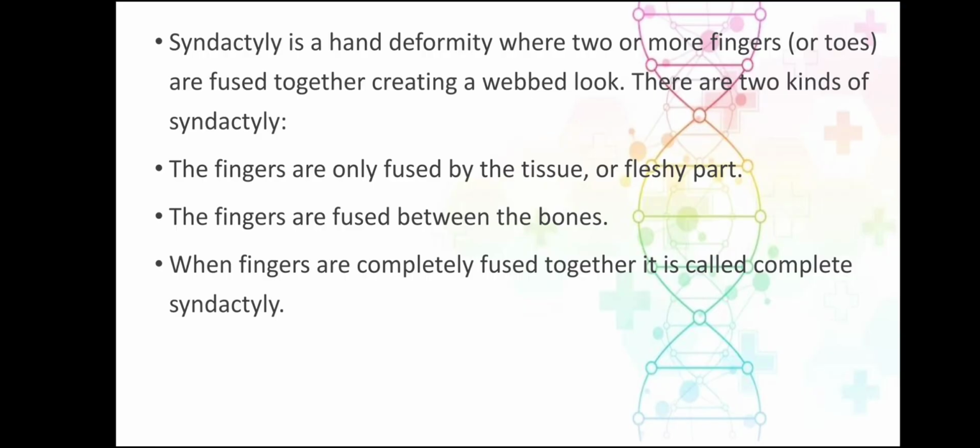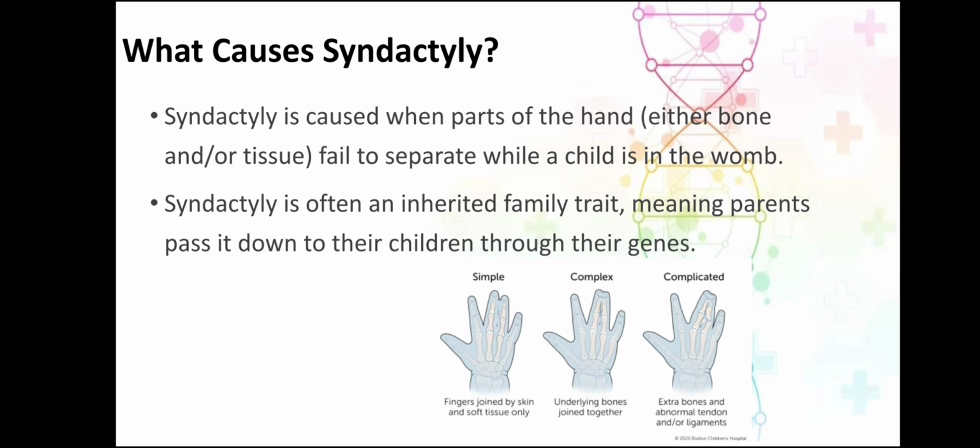Next is syndactyly. Syndactyly is a hand deformity when 2 or more fingers or toes are fused together, creating a webbed look. There are 2 kinds of syndactyly. The fingers are only fused by the tissues of the fleshy part, or the fingers are fused between the bones. When fingers are completely fused together, it is called complete syndactyly.